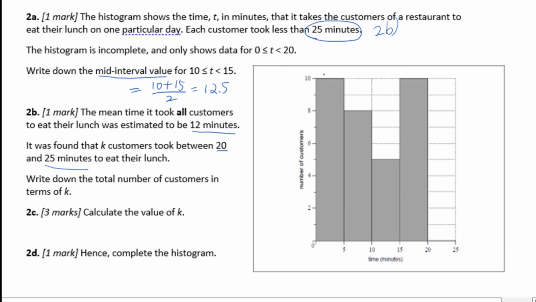Calculate the value of K. First of all, we need to get the mid-interval value for each interval. These are 2.5, 7.5, 12.5, 17.5, 22.5. Let's look at the frequencies: 10, 8, 5, 10.